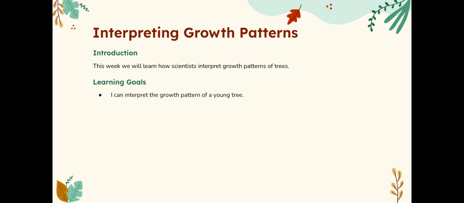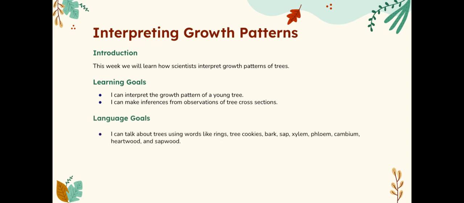Our learning goals are: I can interpret the growth pattern of a young tree. I can make inferences from observations of tree cross sections. Our language goals are: I can talk about trees using words like tree rings, tree cookies, bark, sap, xylem, phloem, cambium, heartwood, and sapwood.